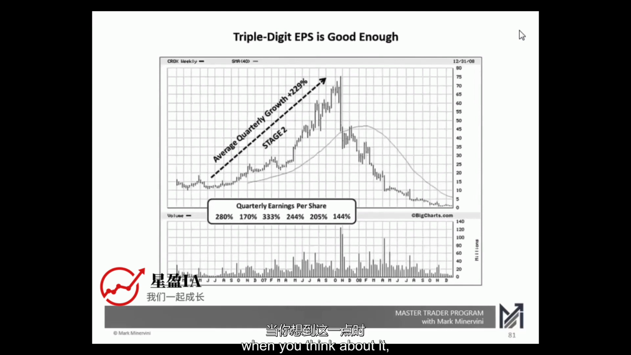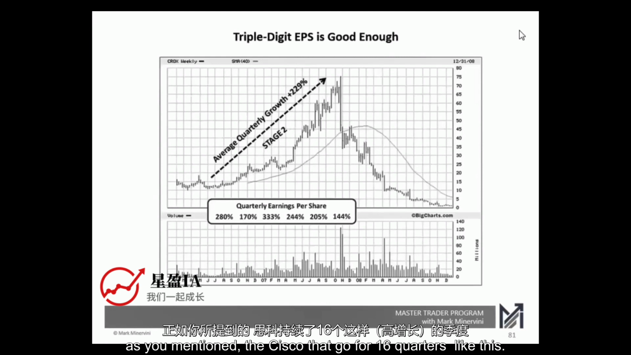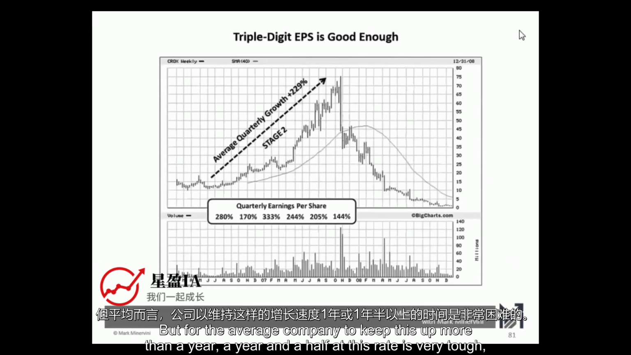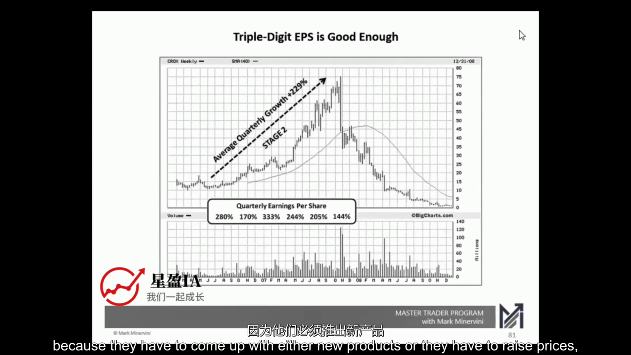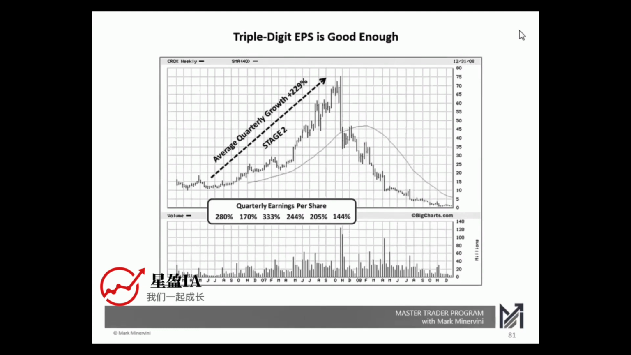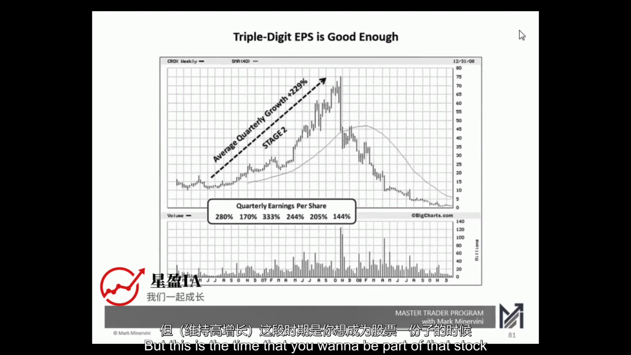And also, when you think about it, it's hard for a company to keep up this type of growth. I mean, as you mentioned, there are the Ciscos that go for 16 quarters like this. But for the average company to keep this up more than a year and a half at this rate is very, very tough, because they have to come up with either new products, or they have to raise prices, or they have to do something, cut costs with their margins going up. But it's just hard to sustain this for a long period of time. But this is the time that you want to be part of that stock, though.